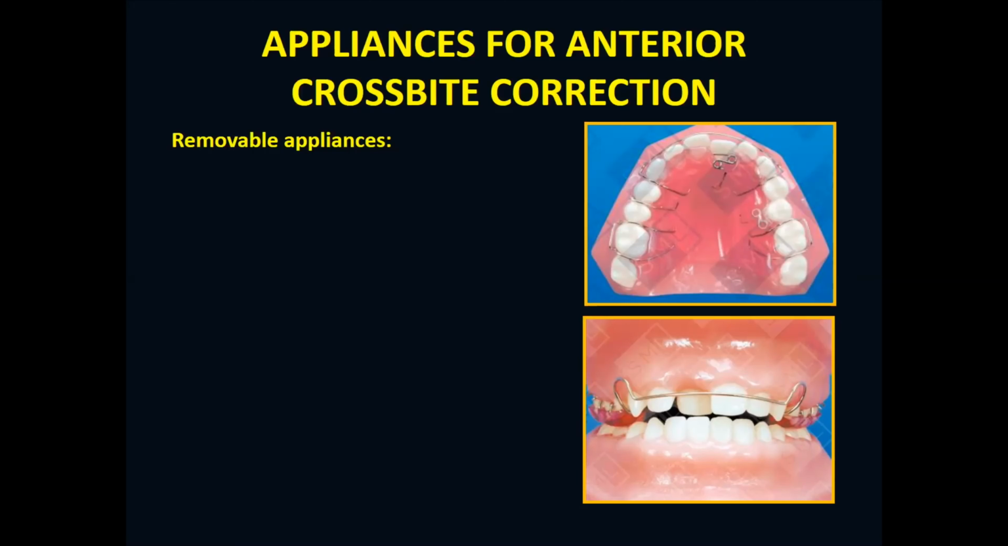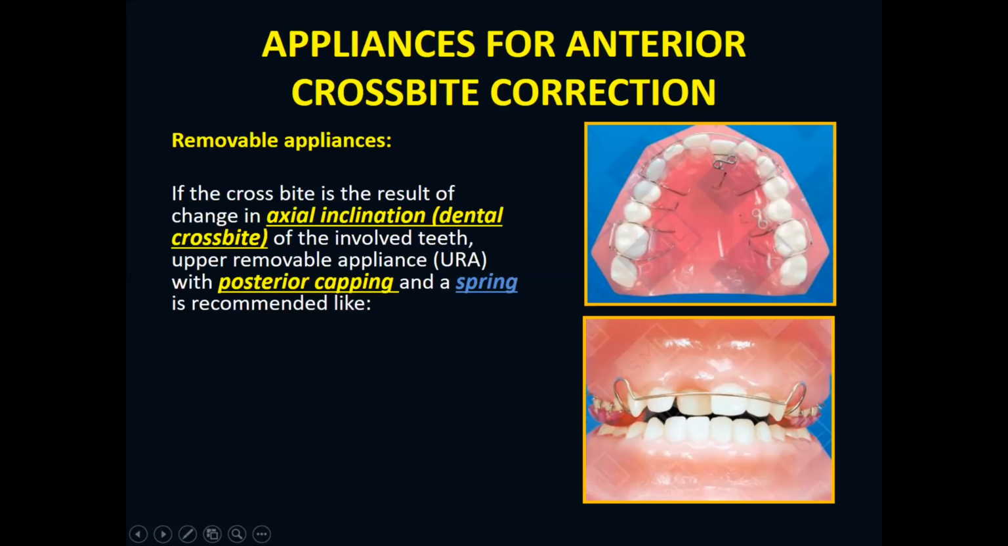So the variable that you will be observing in this patient is whether this crossbite is of skeletal origin or dental origin. Because, for example, the removable appliance would be the best appliance if one or two teeth are involved, and in which only tilting movement would be required. So the axial inclination of the teeth which are in the crossbite is the key variable for the choice of the appliance.